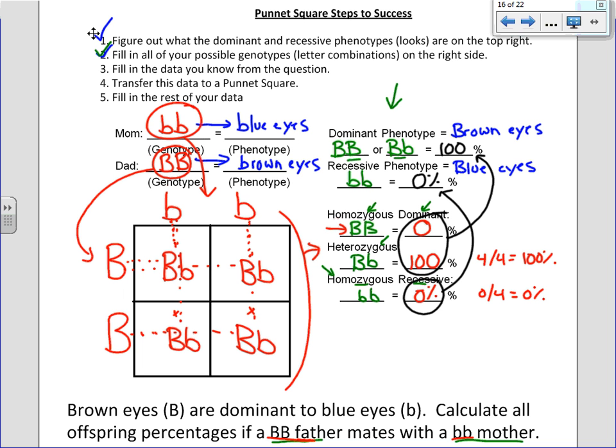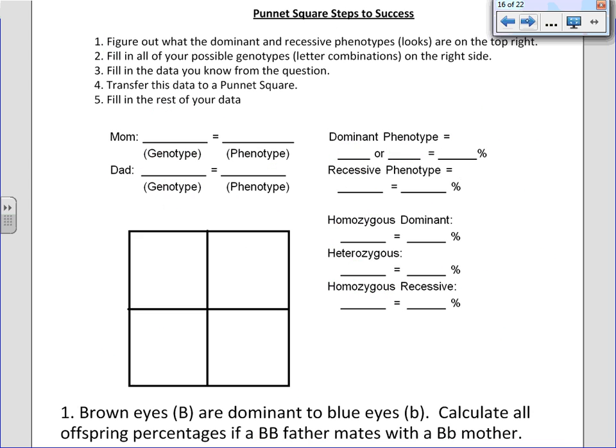Now, what this tells you is something pretty interesting. The first thing it tells you is that 100% of the kids are going to have brown eyes, and 0% of the kids are going to have blue eyes. It also tells you that none of the kids are going to be homozygous dominant, and none of the kids are going to be homozygous recessive. All of the kids will be heterozygous. Look at that.